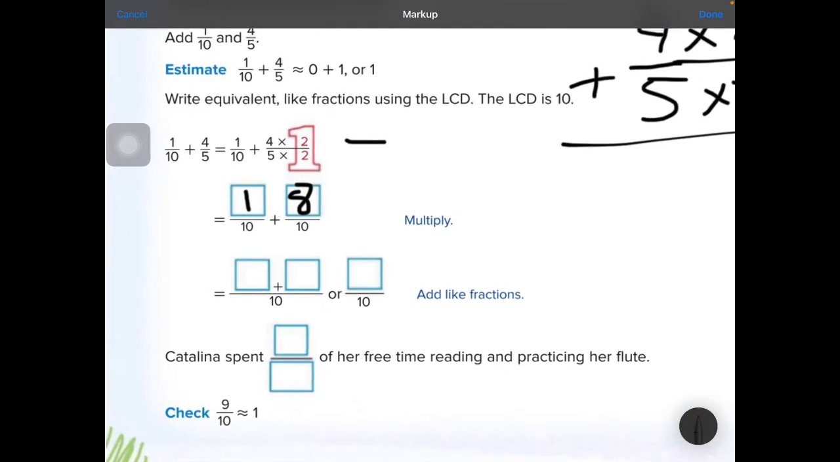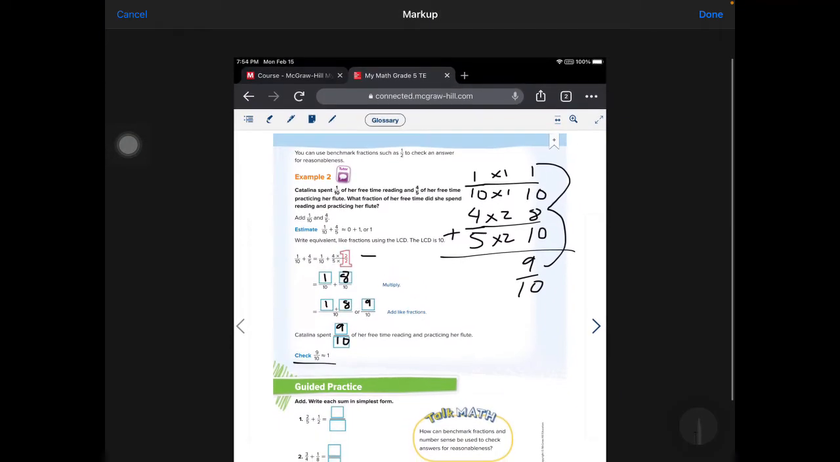Then we're going to fill out 1 and 8 equals 9/10. Hey, we got the same answer. Mrs. Cox must be on the right path. And to check, 9/10 is about close to 1.